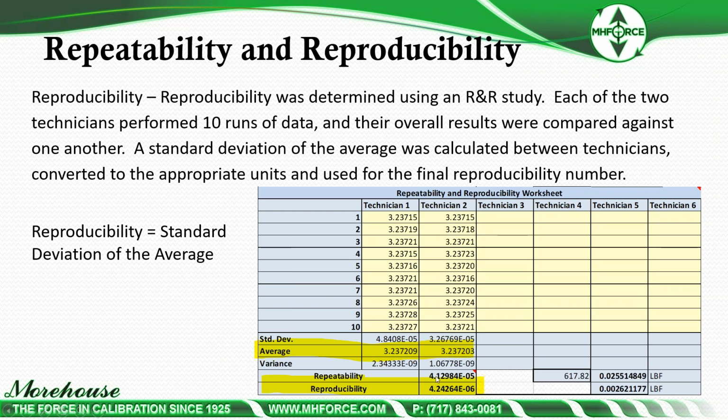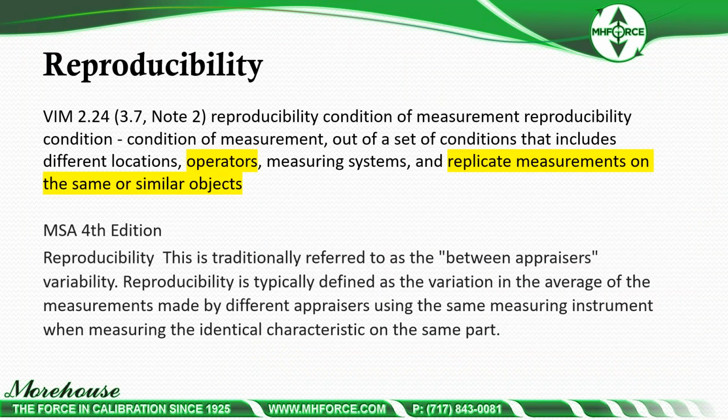Repeatability, not as close, but the reproducibility between this and taking the standard deviation of the averages for both the operators was quite low, and that can satisfy the requirement. If we look at the VIM definition, reproducibility condition of measurement, condition of measurement out of a set of conditions that includes different locations, operators, measuring systems, and replicate measurements on the same or similar objects.